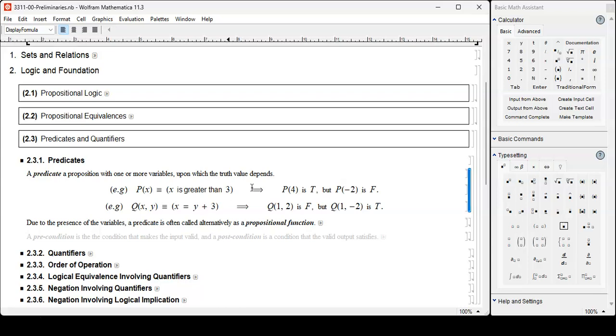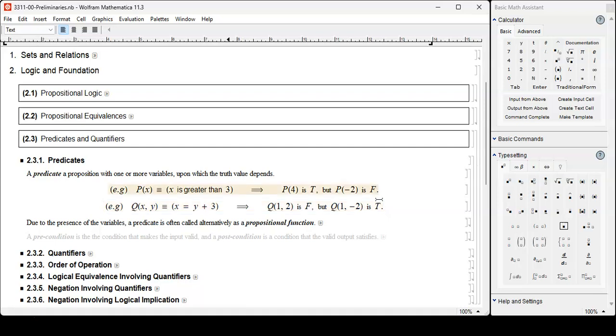Here's some examples. Let's define my predicate P of x as x is greater than 3. Then P of 4 is true, but P of negative 2 is false. You see, depending upon my x value, the truth value of my predicate can be different. Here's another example. We have two variables now, x is equal to y plus 3. 1, 2 is false. 1 is not 2 plus 3, which is 5. 1, negative 2 is true. 1 is equal to negative 2 plus 3, that's true. You see?